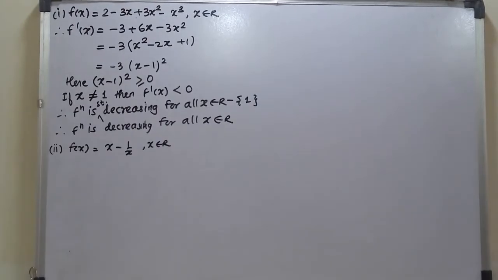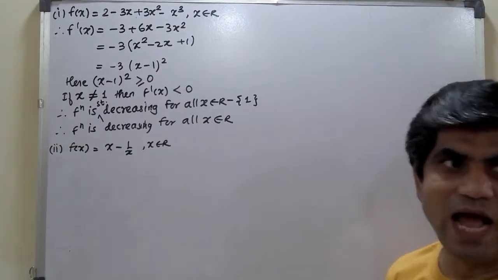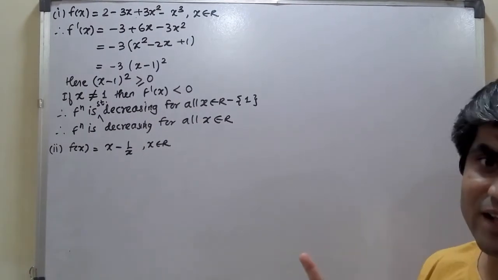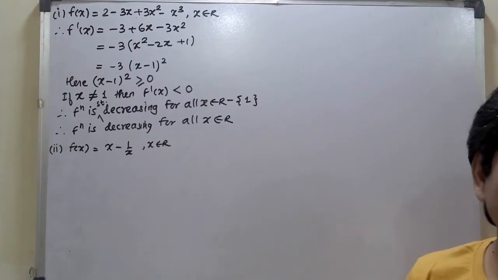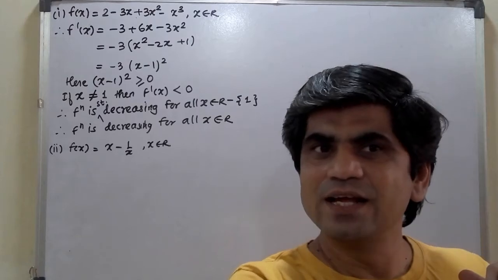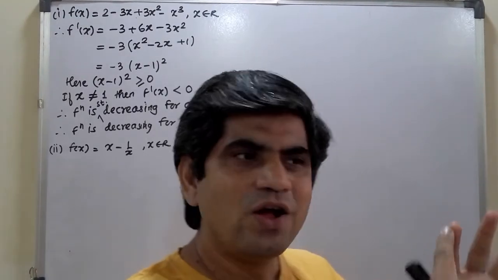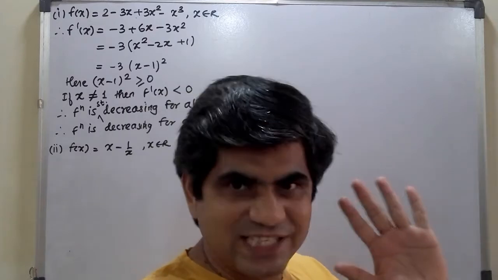Now I have written another question. It says the function of x is x minus 1 by x, where x belongs to real numbers. Now actually when you solve this particular question, I have not given any condition over here, so that I will think later on. So I know increasing, decreasing, then maxima, minima, all deal with the first derivative.